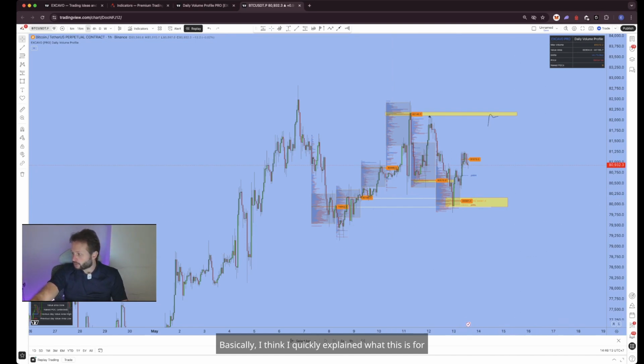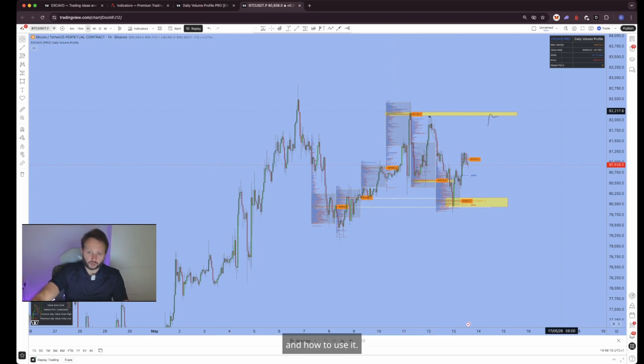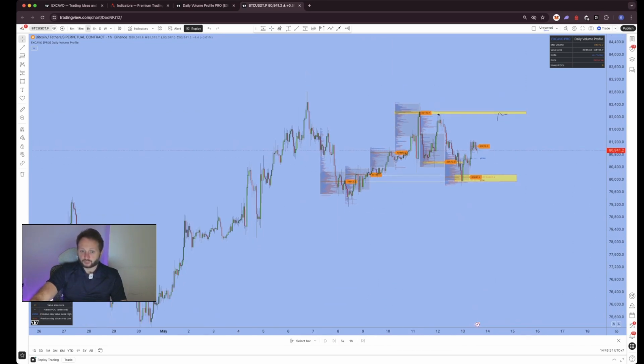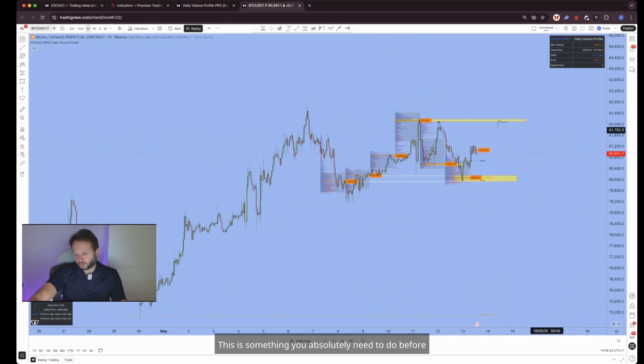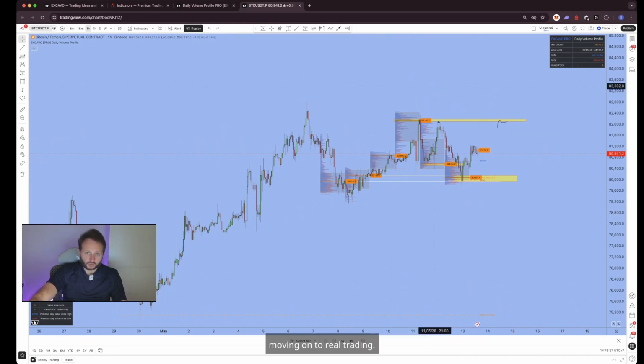Basically, I think I quickly explained what this is for and how to use it. Try it out, test it. This is something you absolutely need to do before moving on to real trading.